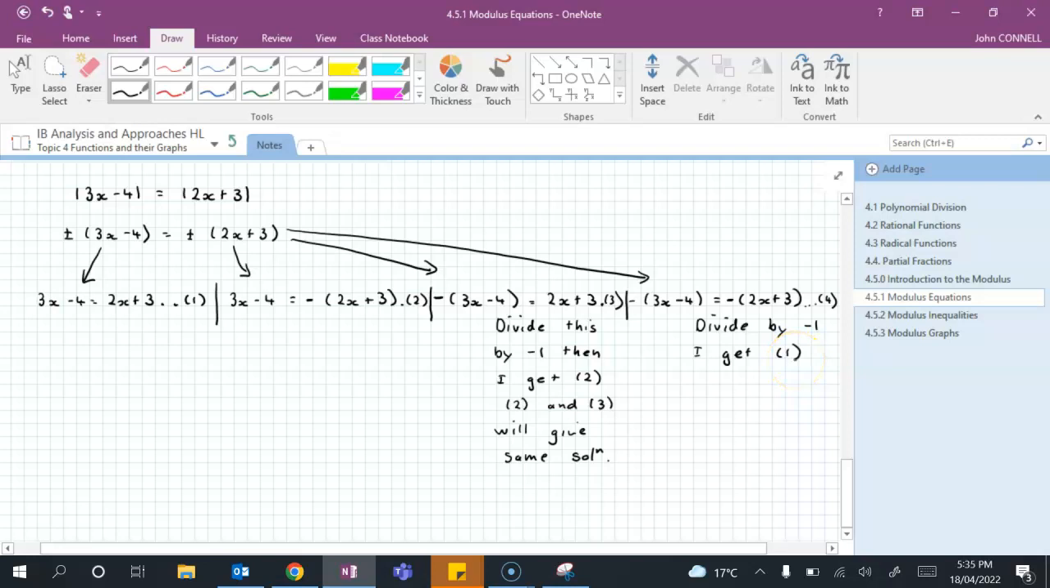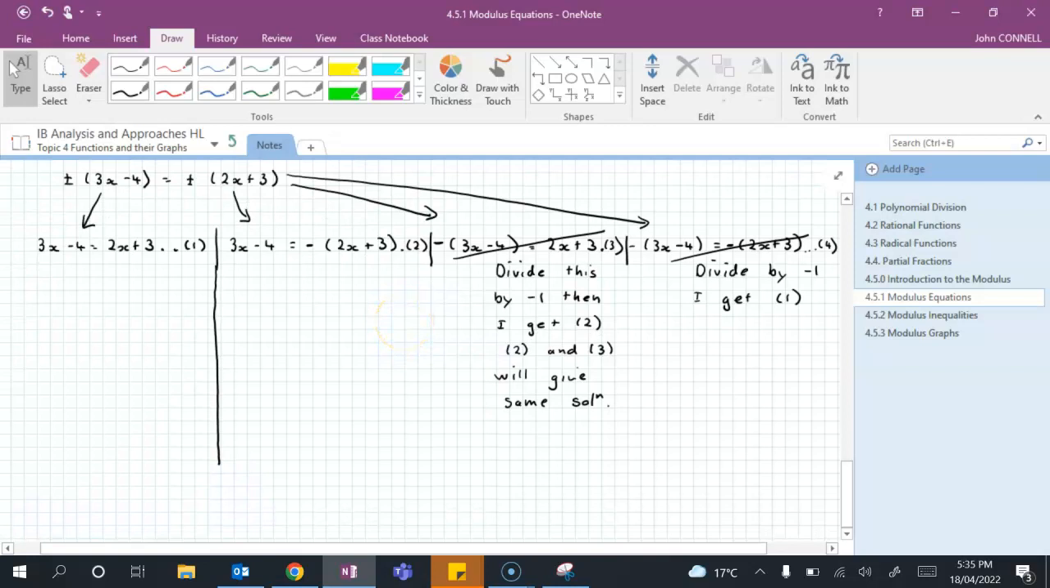So this is unnecessary, and this is unnecessary. So I just need to solve 1 and 2. So you just need to solve the one where both are equal and the one where one side is negative. When you've got the modulus of something equals the modulus of something, you don't need to solve all four. You just need to solve the one where both are positive and the one where one side is negative.